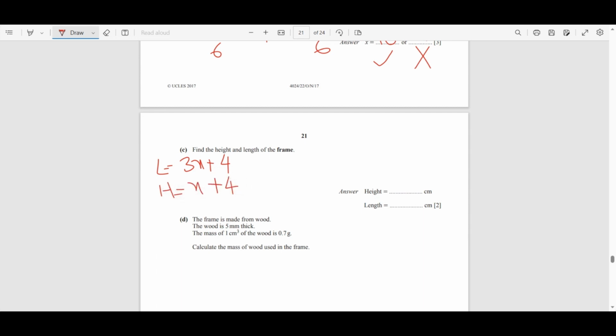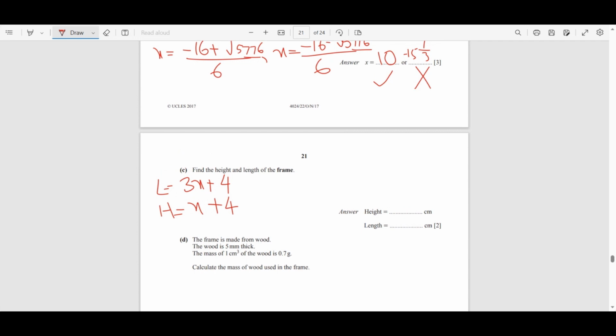Now, accepting x is equal to 10 only, this gives me 3 times 10 plus 4 gives me the length, so it's 34, and x plus 4, it's 10 plus 4, which gives me 14.